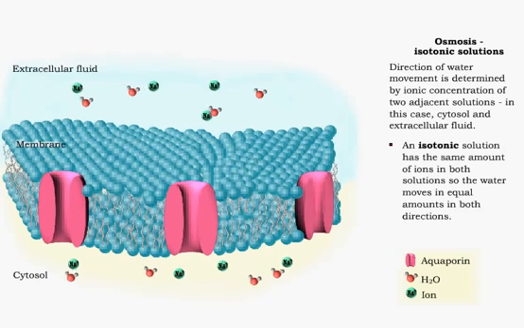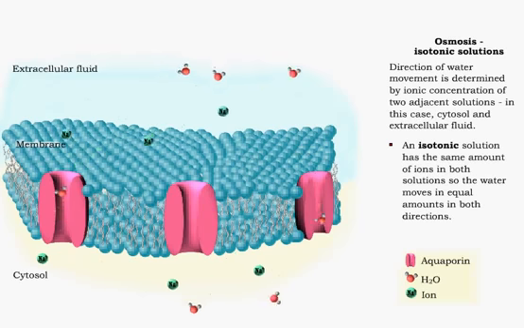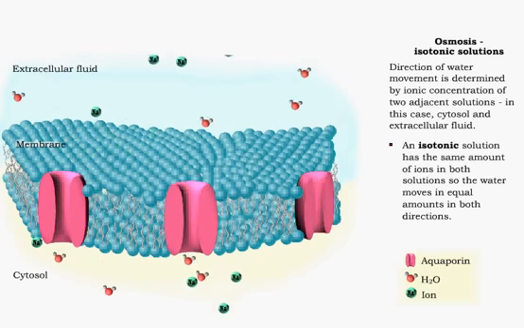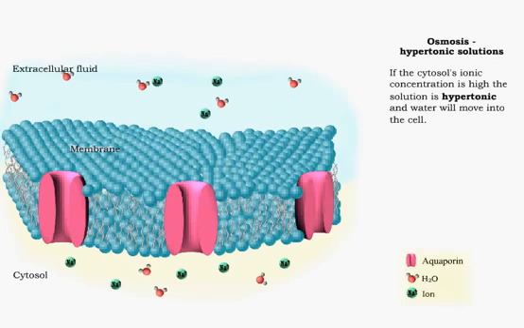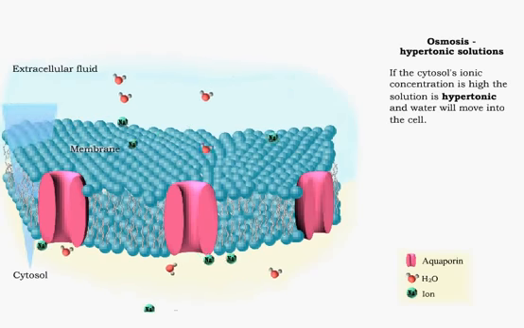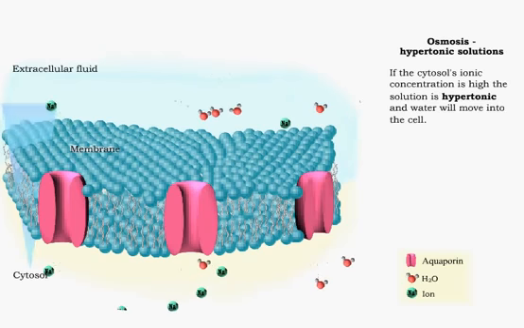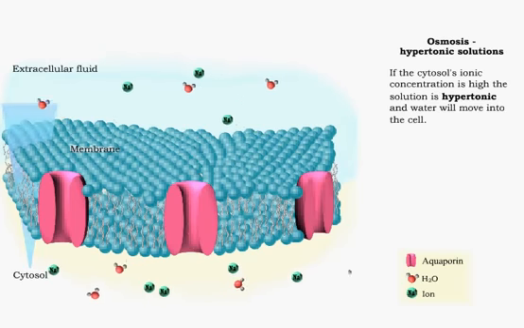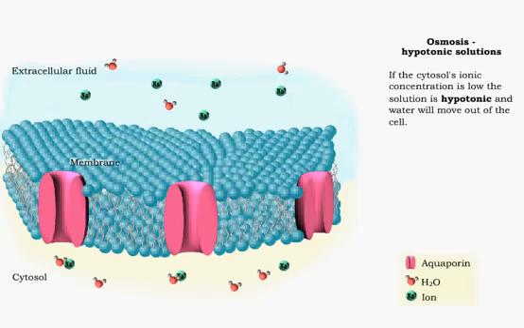If the ion concentration is the same in both solutions, then water moves in equal amounts in both directions. A hypertonic solution has a low concentration of water, so the direction of osmosis would be toward this solution. A hypotonic solution has a high concentration of water, so the direction of osmosis will be away from this solution.